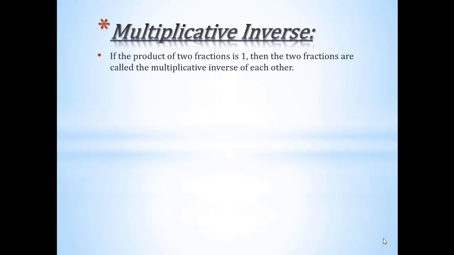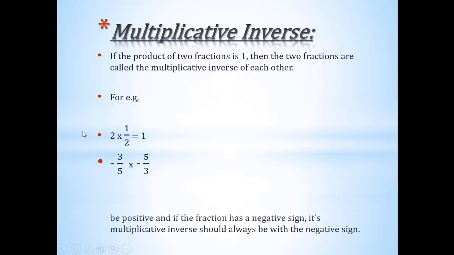Multiplicative Inverse. If the product of two fractions is 1, then the two fractions are called the multiplicative inverse of each other. For example, 2 times 1 over 2 is equal to 1. This 2 will cancel this 2, so we will be left with 1. And in this example as well, this 3 will cancel this 3, and this 5 will cancel this 5, and minus minus will become plus. So again we will be left with 1. So any two values which when multiplied with each other give the answer 1 are known as the multiplicative inverse of each other.